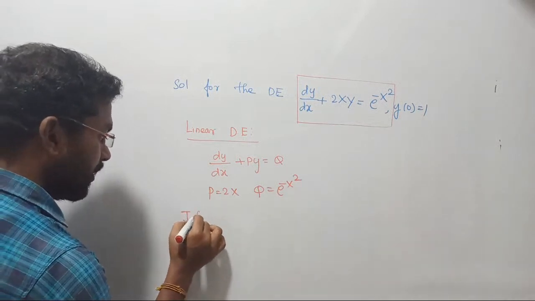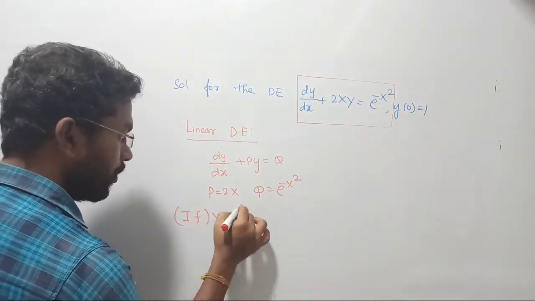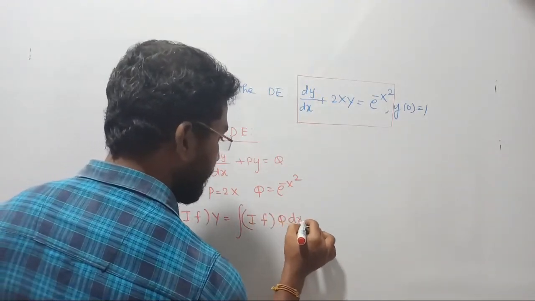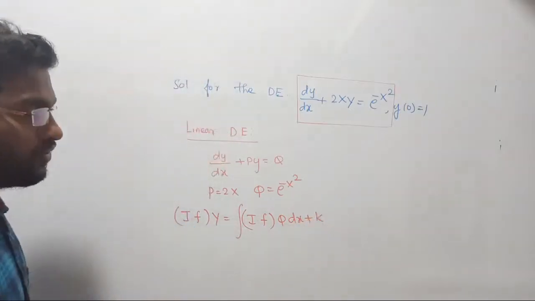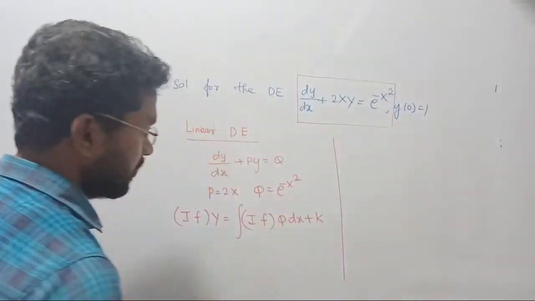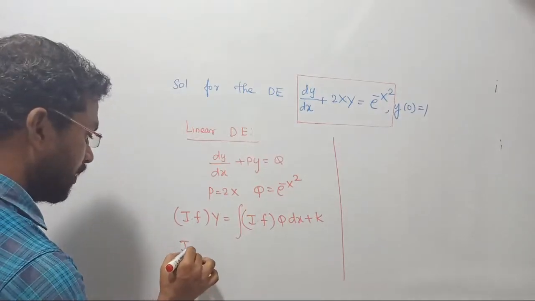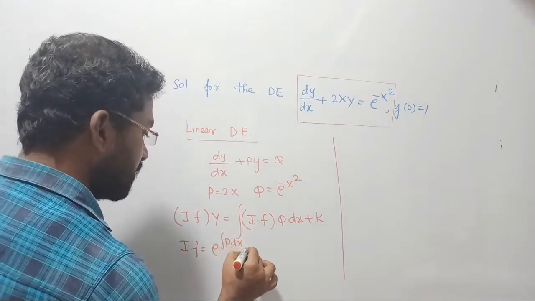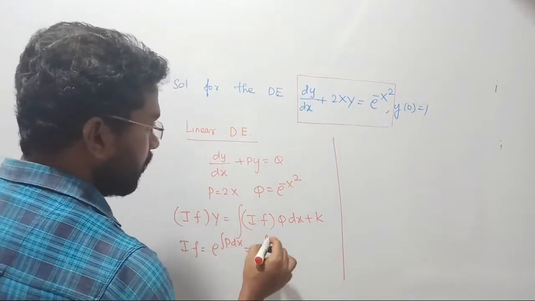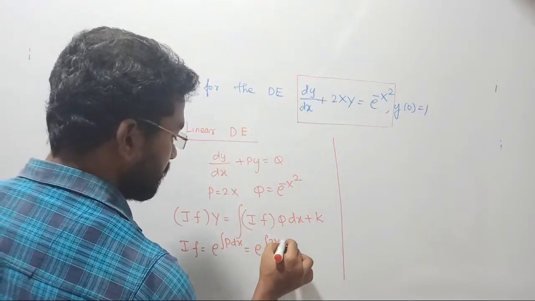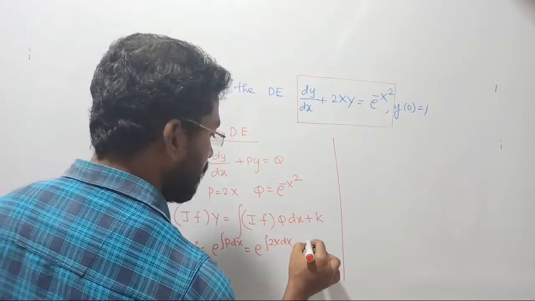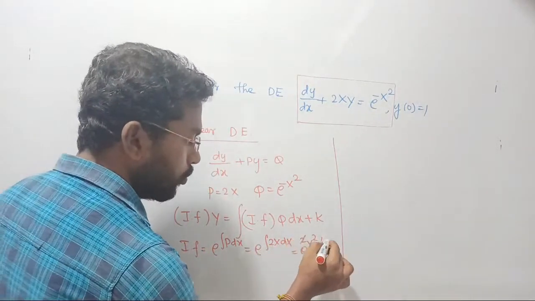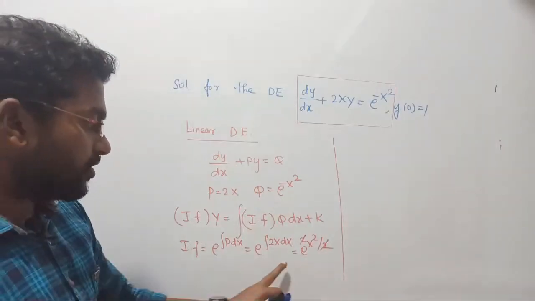The solution is: we should consider the integrating factor, y times the integrating factor equals the integral of the integrating factor times Q dx, plus k or c. That is the solution, right? So we should know the value of the integrating factor, that is e^(∫P dx). The value of P is 2x, so it becomes e^(∫2x dx), and it is going to be e^(x²/2 × 2). That 2 gets cancelled, so it is e^(x²).